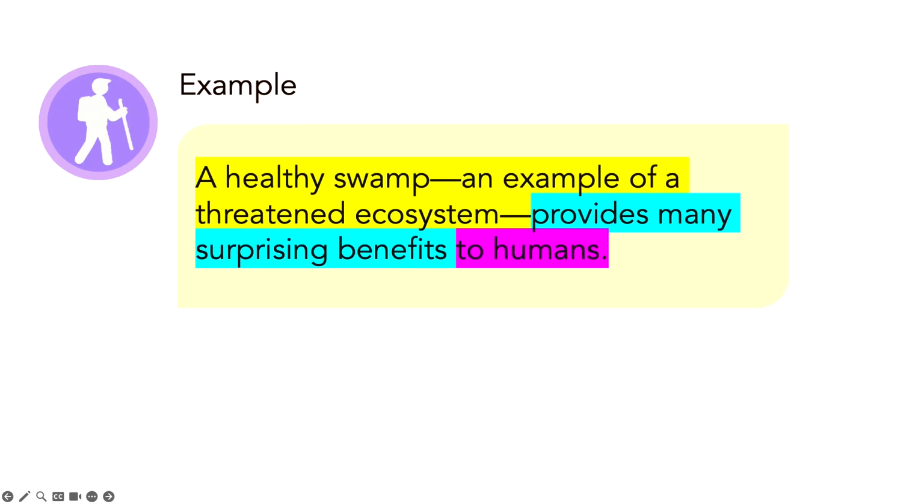So you're right, the swamp, a healthy swamp, an example of a threatened ecosystem is the subject, provides many surprising benefits is the action. And then to humans is the so what in this one, because guess what? Humans are reading the sign. That's why they care about this. Yeah, although you might care that it's a threatened ecosystem. It's true, if this sign was made for you, then you would care. But not everybody necessarily cares. So a lot of times themes do end up wrapping up, talking about how you're benefiting people. It's often the consequence or the so what.